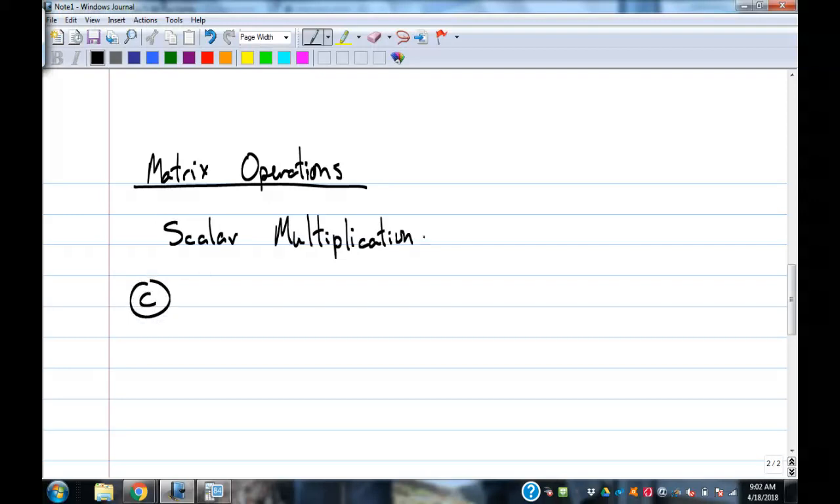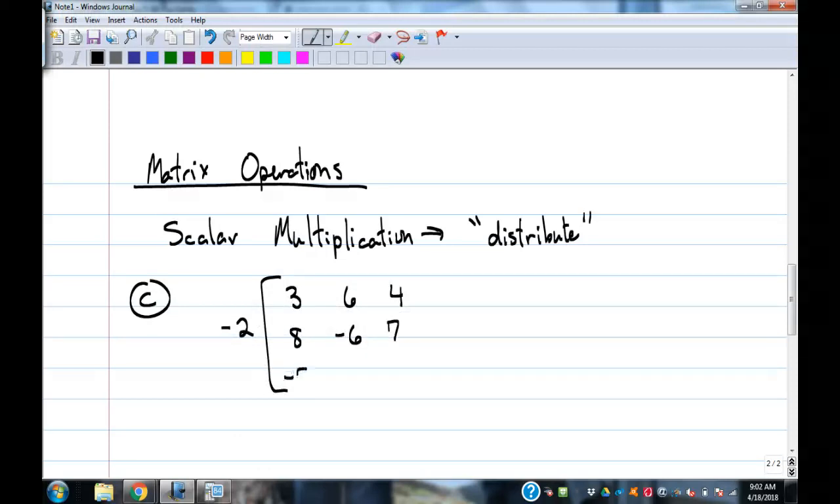Scalar multiplication is like the distributive property. That's kind of what you want to think. So when you're doing scalar multiplication, they might tell you to multiply an entire matrix by -2. It doesn't matter what size the matrix is. Here I've got a 3 by 3. You can multiply with a scalar multiplication any size matrix. There's no rules about sizes with scalar multiplication. It's just multiply everybody in that matrix by the number that's outside.